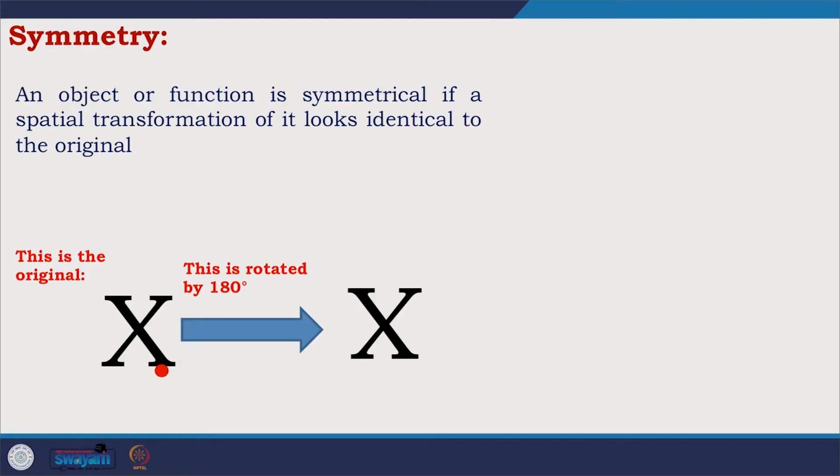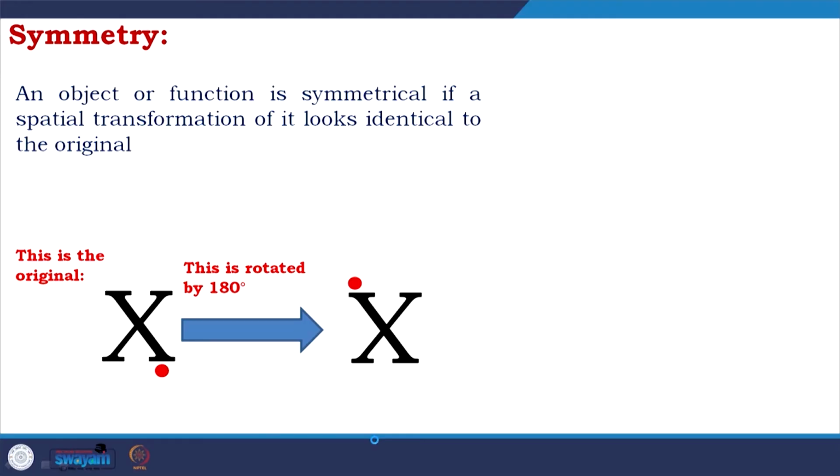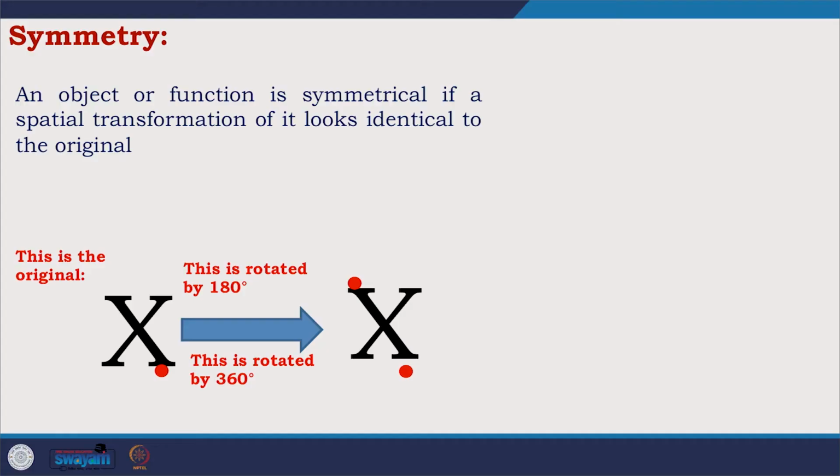Let us say I put a red dot here, and now when I perform a 180-degree rotation, you see that the rotation happened and now this comes here. The red dot is not part of the system, not part of the symmetry, but the presence of it makes things clear. Similarly, a 360-degree rotation now would bring it here.